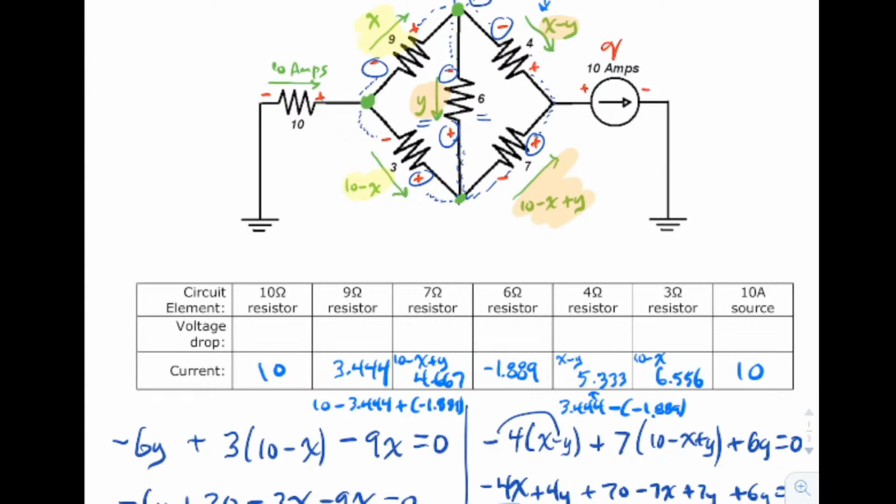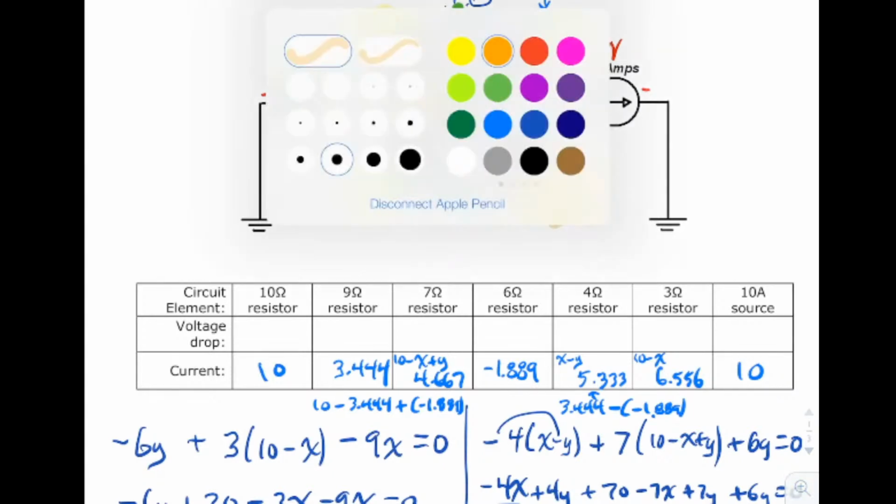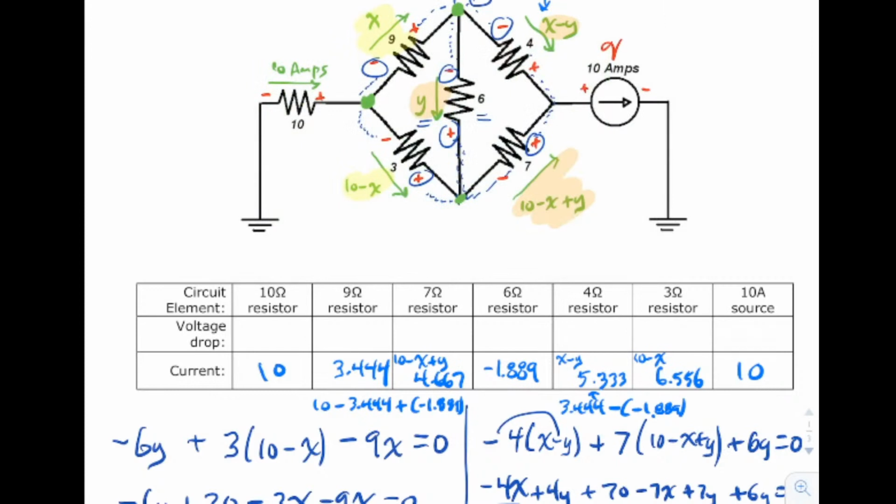For the voltages, this is where you just kind of have a blast. You say 10 ohms times this makes 100 volts. 9 ohms times this makes, I don't know, 3.444 times 9 equals 30.996. 7 ohms times this, and you get the idea, multiplying all the way across. So 7 times the 4.667 is, we got 32.669 volts right about there.